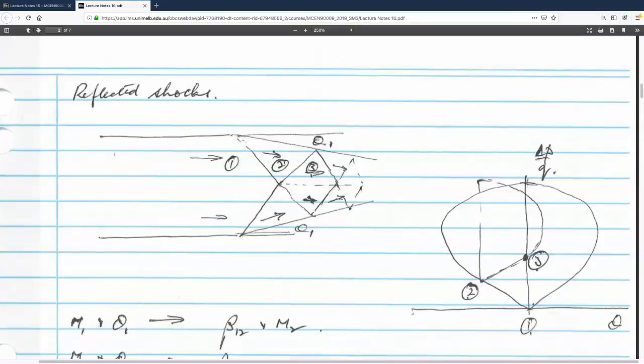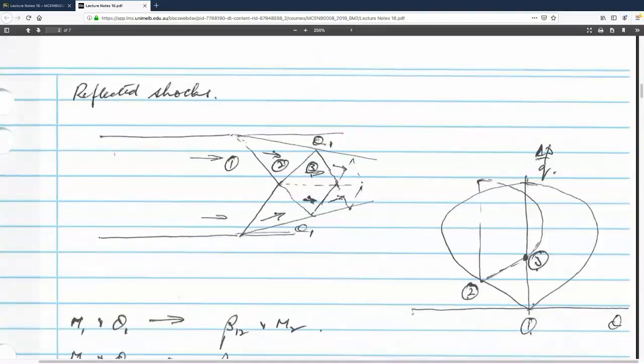So I draw my shock polar for this region here, and now I'm going to have to turn the flow from whatever it was here back to 0. So here's my shock polar based on a new Mach number here, and I turn it back to 0. And that's my region 3, top and bottom. So that's how you could do it.